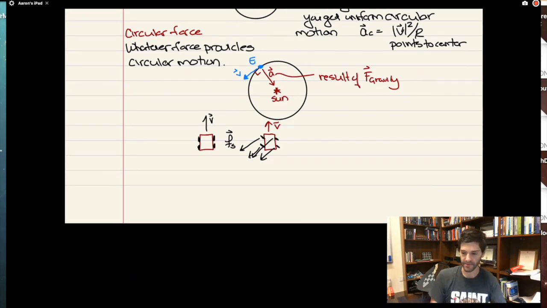So again, circular forces, it's not a new force. You just have to look to the problem of what you're analyzing to try to understand what force in the problem is providing that circular motion.